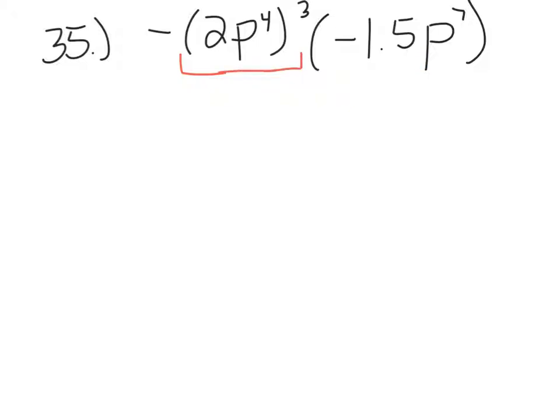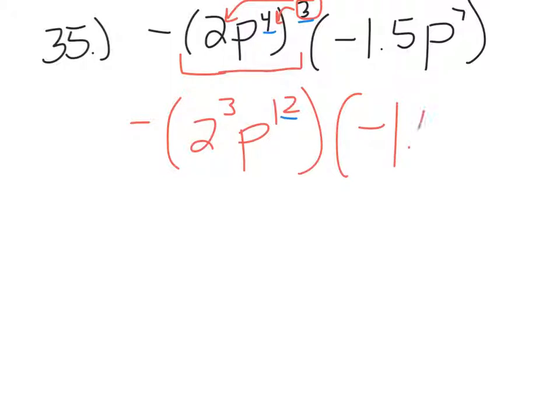So when I have an exponent, I need to distribute, but not distribute it, to everything inside of the parentheses. So I get negative, I'm going to keep this in parentheses now, 2 to the 3rd, p to the 12th. Because, again, anytime you have a power to a power, you multiply. So 12 was the result of 4 times 3. And that's still being multiplied by negative 1.5 p to the 7th.